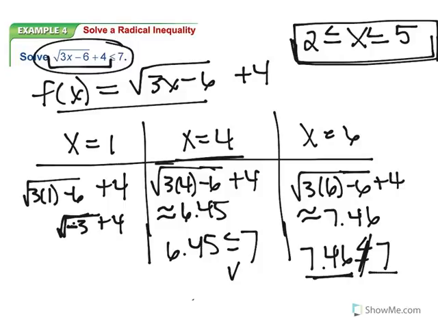Therefore, our bounds are going to be x is greater than or equal to 2, but less than or equal to 5. So this up here is, in fact, our answer.